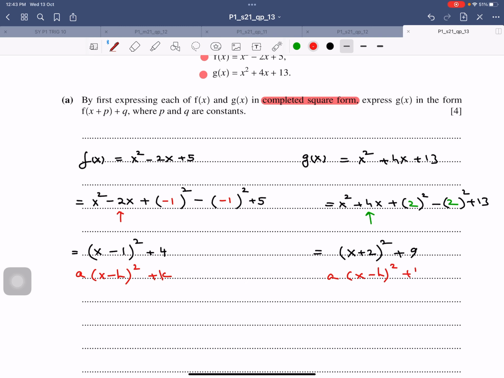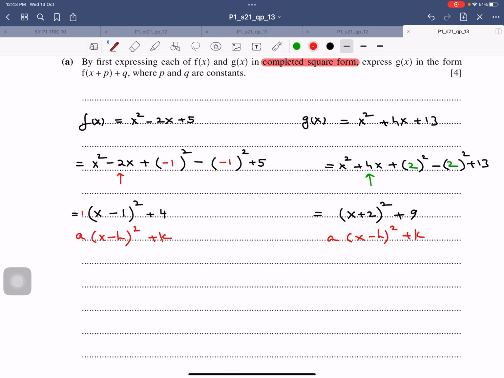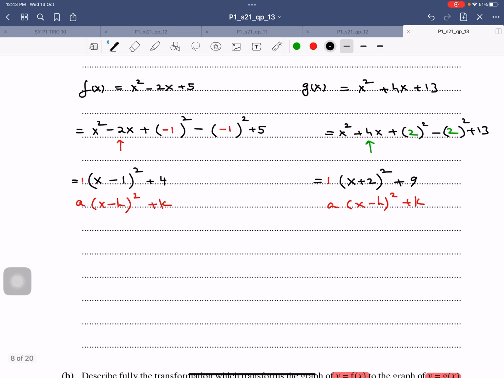If I do comparing coefficients with our standard form, a(x minus h) whole squared plus k, and a is 1, they both are graphs with a minimum. And h is 1 and k is 4, therefore the coordinate of the turning point is (1, 4). Over here, h is minus 2 and k is 9, therefore the coordinate of the turning point is (minus 2, 9). What do you see? You see that the x coordinate 1 has become minus 2.